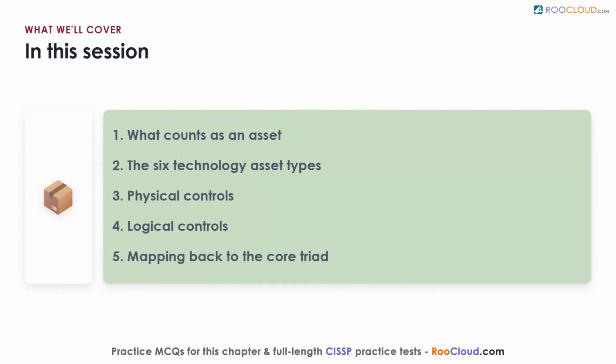In this session, we'll cover how you control access to the things an organization values. We'll answer several questions. What exactly counts as an asset worth protecting? What are the 6 technology asset types you must guard? How do physical controls protect them? How do logical controls protect them? And how does all of this map back to confidentiality, integrity, and availability?